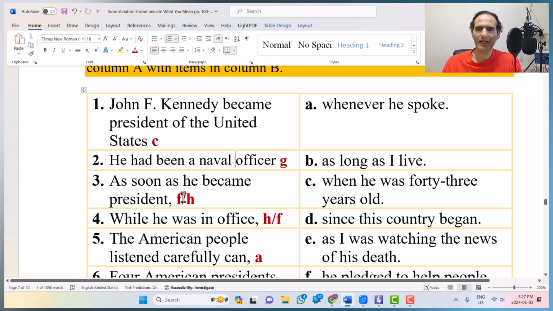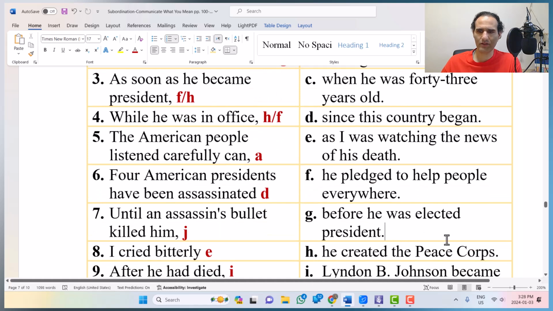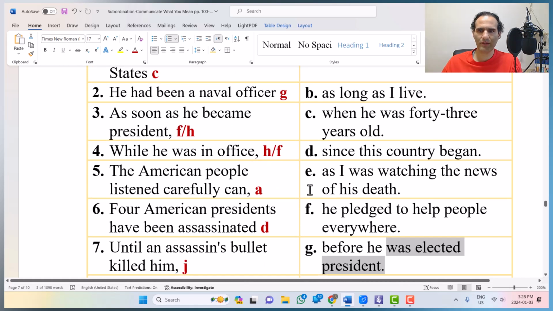He had been a naval officer, G, before he was elected president. So passive voice, you see, before he was elected, to be, PP. Before he was elected president, he had been a naval officer working in Navy. As soon as he became president, means the moment he became president. Two answers are possible for this one.